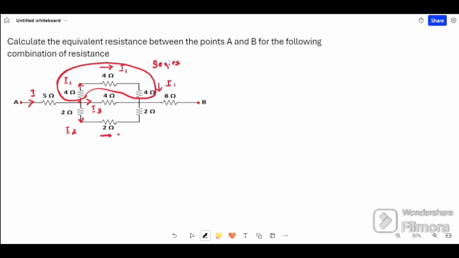Now similarly, the same current I2 will flow in all 3 2 ohm resistors. So we can say even all these 3 2 ohm resistors are connected in series.